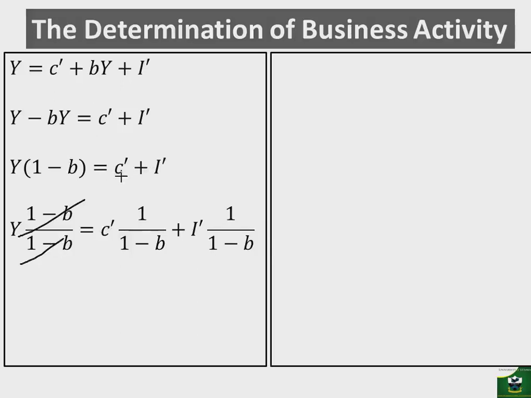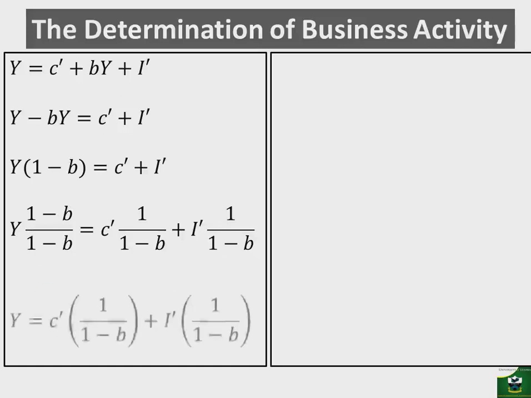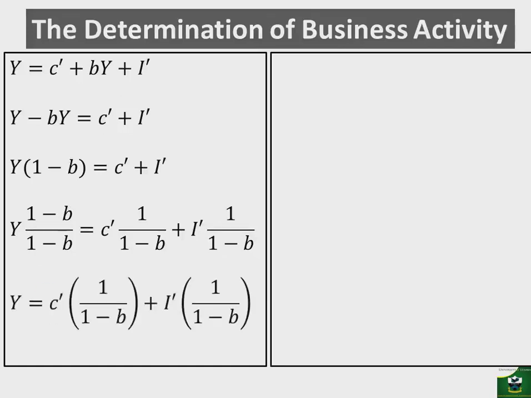And then we also do the same this side. So by dividing by 1 minus B, it means we have 1 divided by 1 minus B, because this is multiplied by 1. And we do the same here, we'll have I prime divided by 1 minus B. Okay, and so if we write that as a smooth equation, we'll remain with Y this side, equal to autonomous consumption multiplied by 1 over 1 minus B, plus autonomous investment multiplied by 1 over 1 minus B.